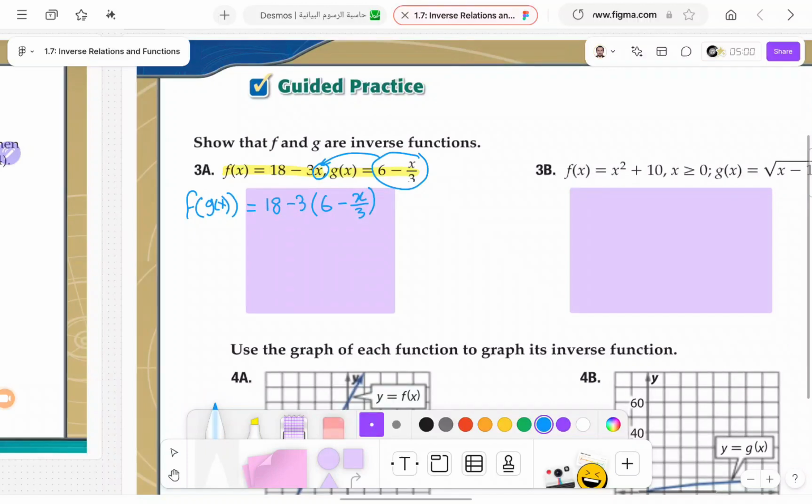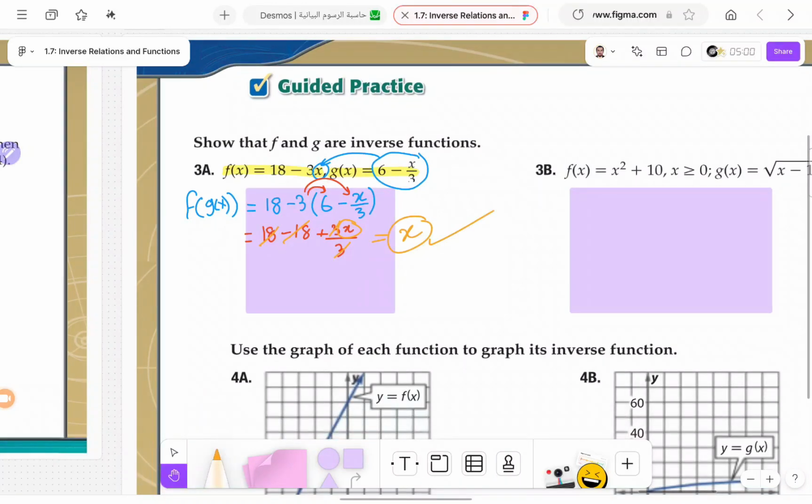Now what we have to do is the distributive property, 3 times 6. First write 18, negative 3 times 6 is negative 18, negative 3 times negative x becomes positive 3x, over 3. Now 18 minus 18 is 0, and 3 over 3 cancels, so the final answer is x. As you can see, this one is the inverse for the function.